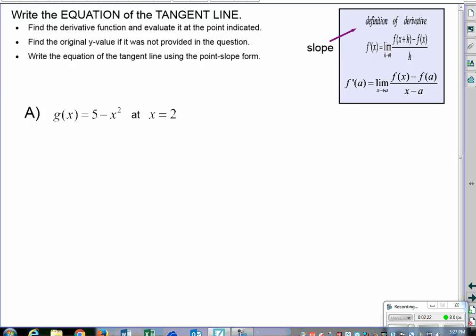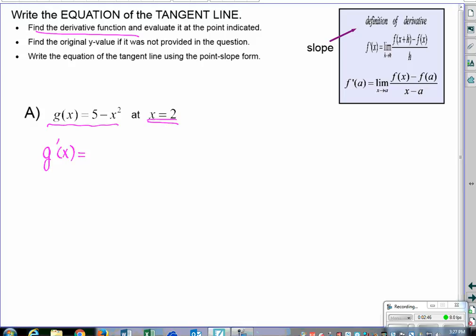So, write the equation of the tangent line. What we first want to do is find the derivative function and evaluate it at the point. The point that this one's indicating is at x equals 2, and my function I can see is a quadratic equation that is opening downward. This is a g function. They had f prime there. I'm going to call this g prime of x.